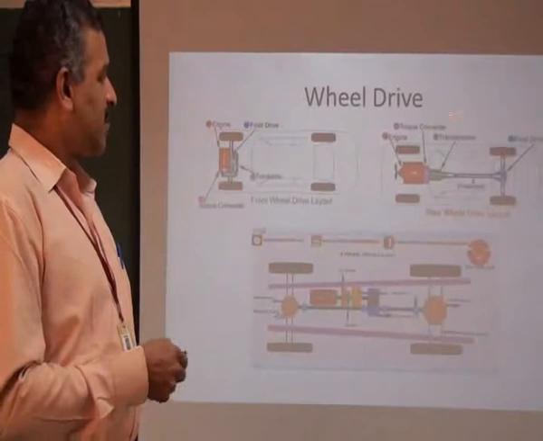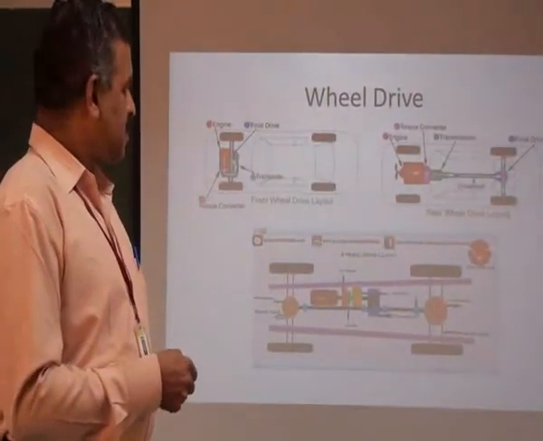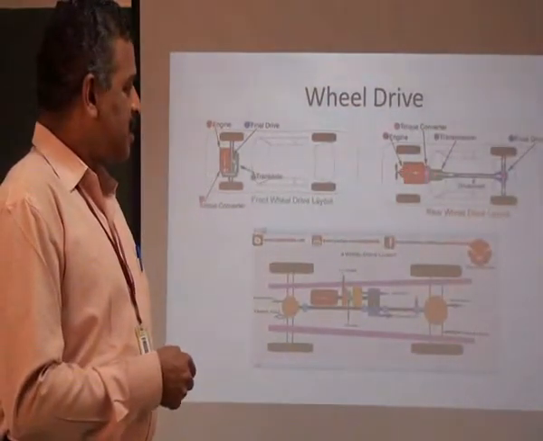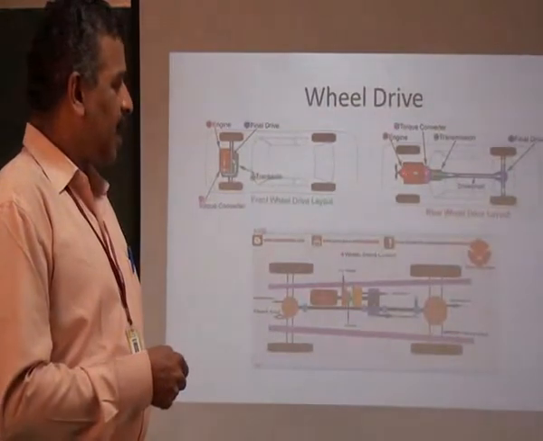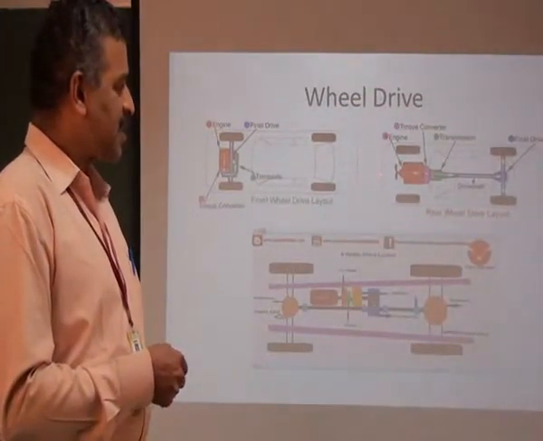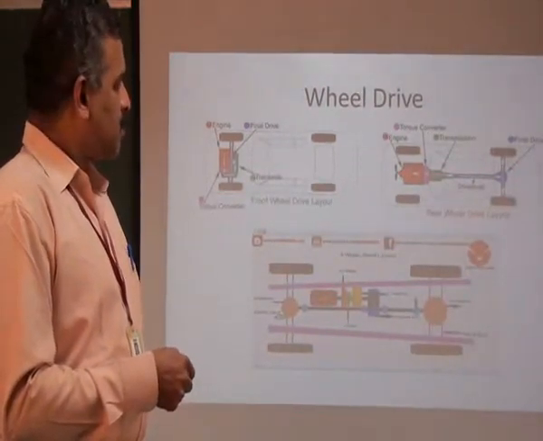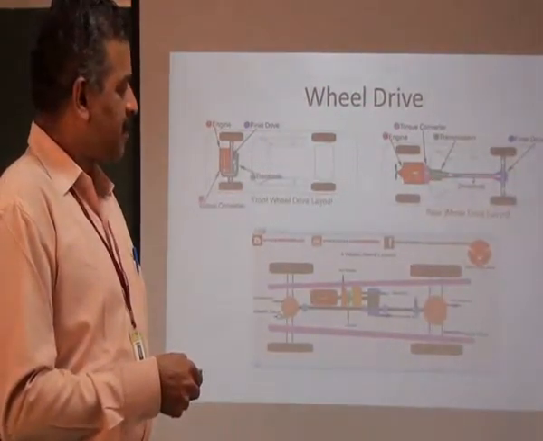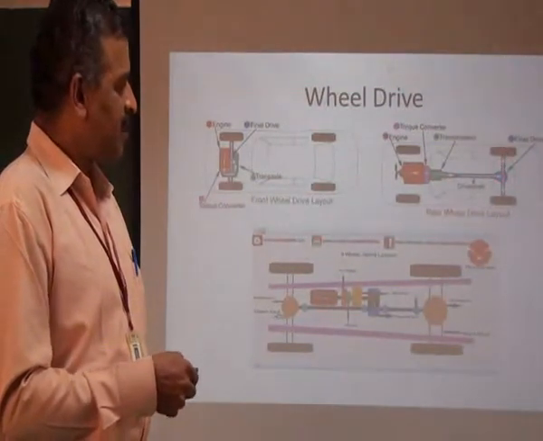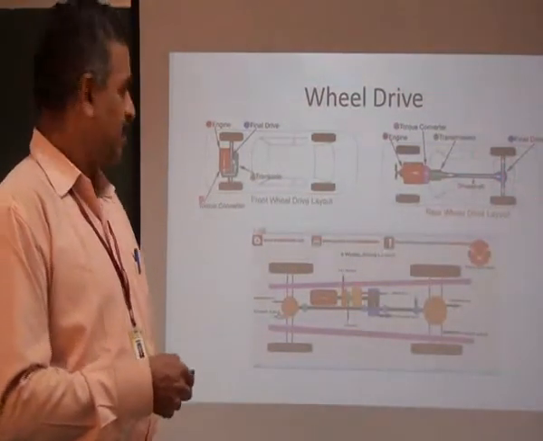This one is a rear wheel drive. In this, the inline engine is being fitted in line with the axis of the automobile. So the power will be driven using the drive shaft and the differential. The rear wheels will be driven. This is called rear wheel drive.